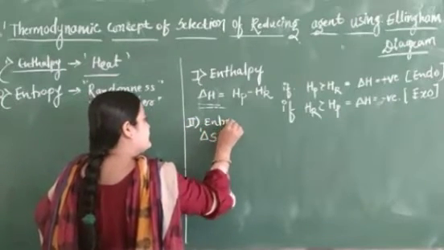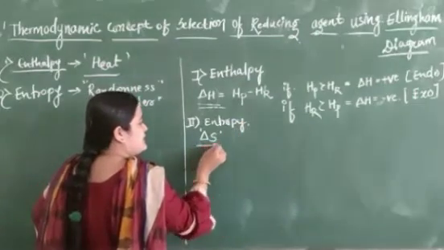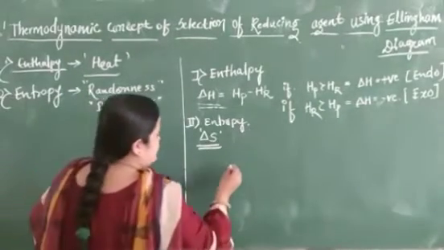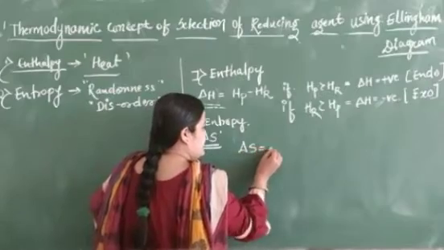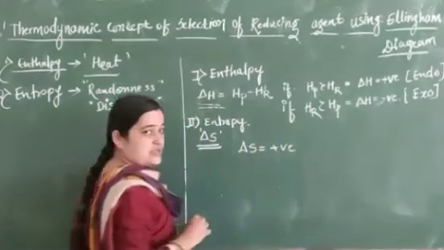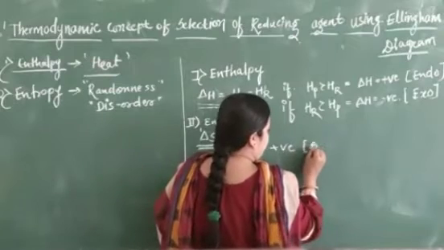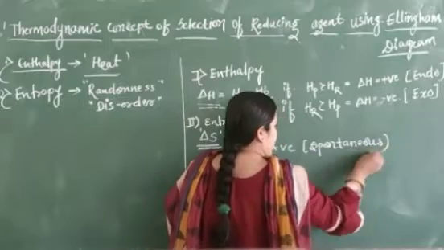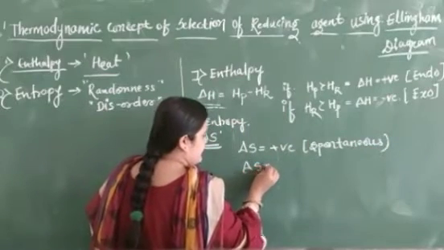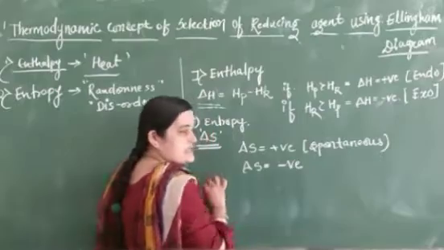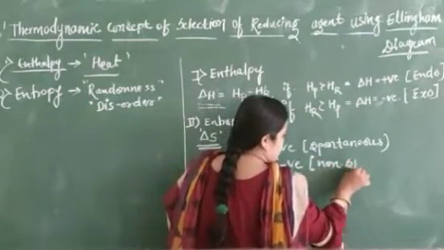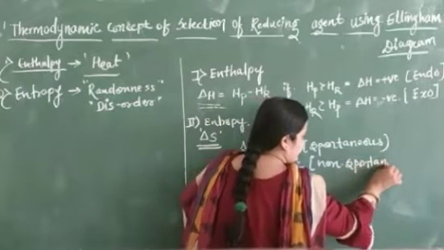Entropy can be denoted by the letter delta S. And as we know, if delta S of any reaction is positive, then the reaction that happens is a spontaneous reaction. And if delta S for any reaction is negative, then the reaction that happens is nothing but a non-spontaneous reaction.